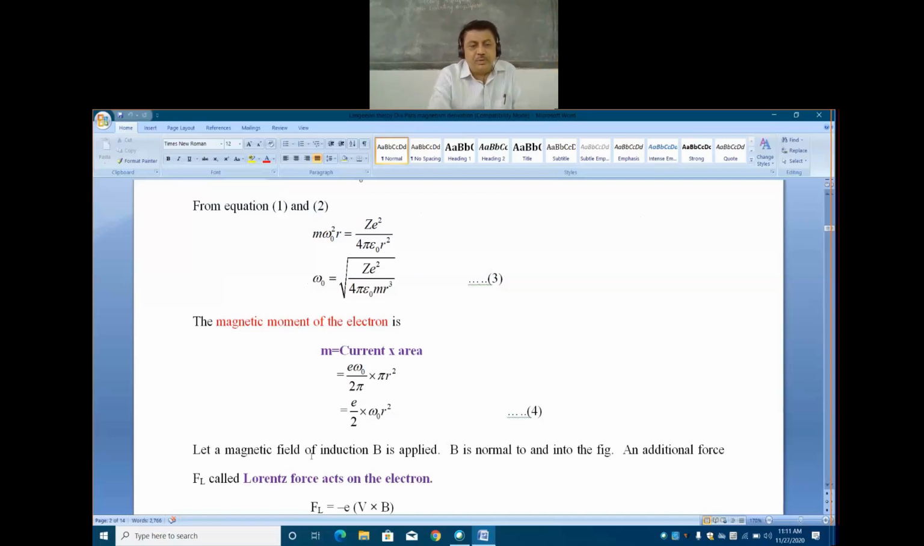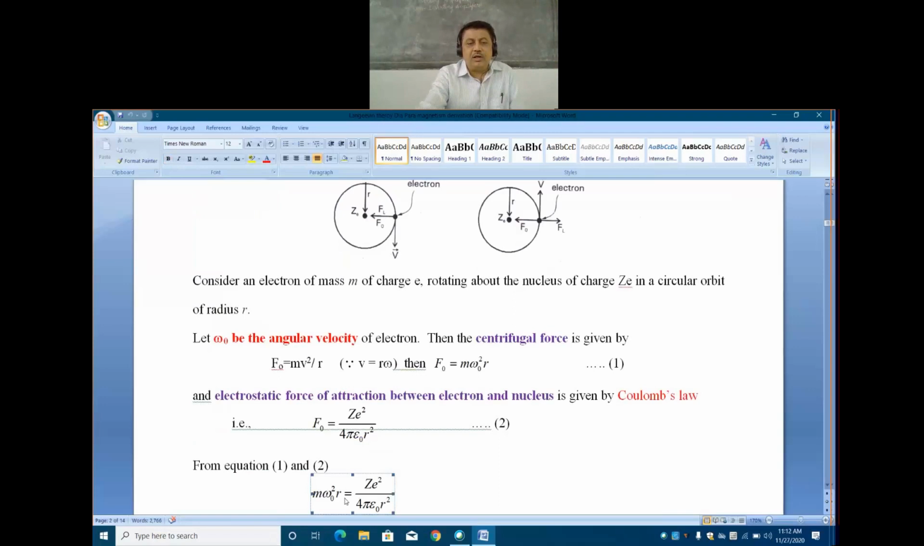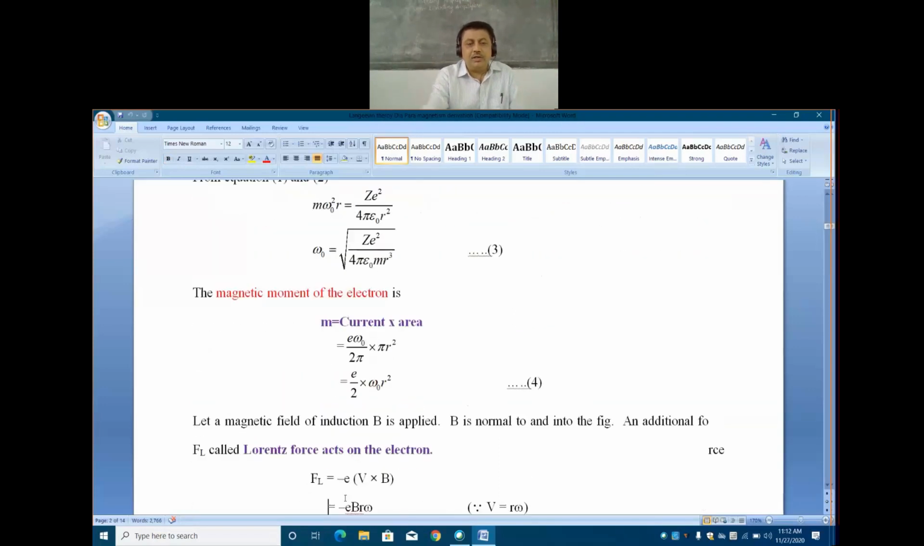Same atom, if it is placed in an external magnetic field B, which is acting normal to the orbit, as shown in the first figure, if the field is acting perpendicular to the orbit, then there will be an additional force called the Lorentz force, F_L, which is acting perpendicular to the orbit. So the electron will experience a Lorentz force.